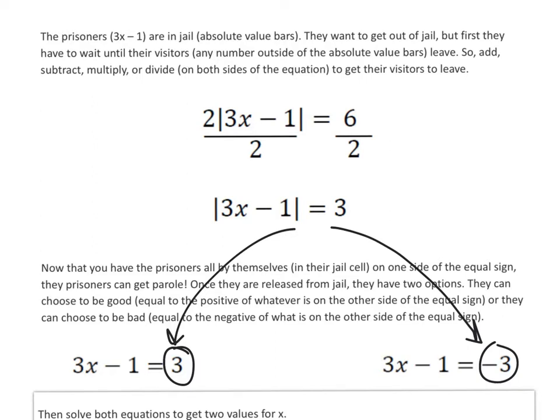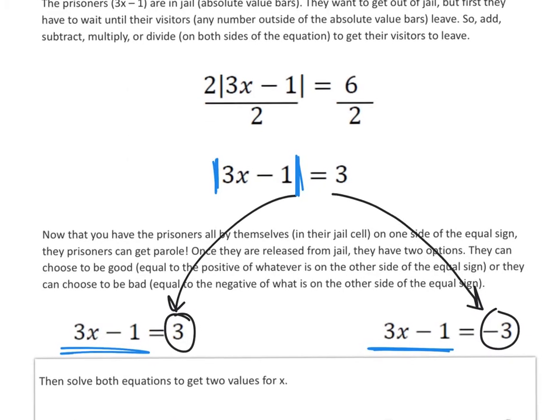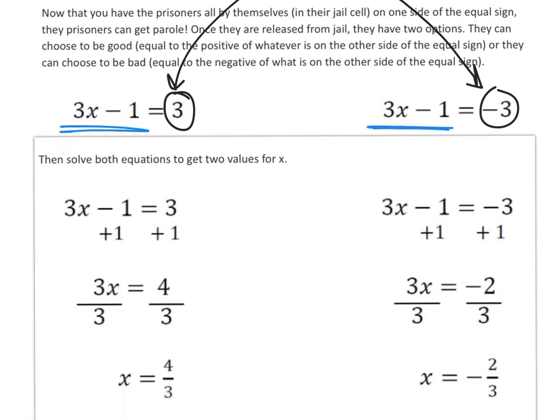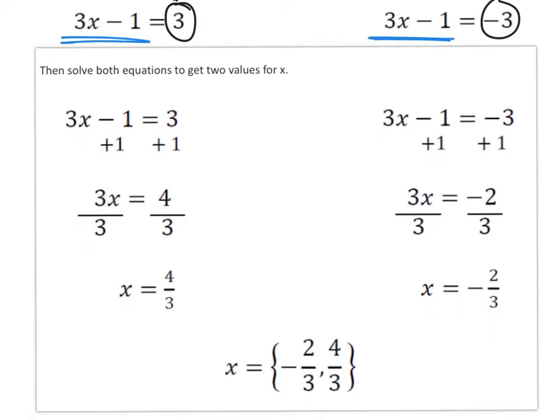Now, notice that when we make these 2 options, the jail bars are gone because the person is out of jail. So there are no absolute value bars left anymore. We left them behind before we were released from jail. I say this like we're the prisoners. All right, so if we continue on this path, now we can solve both of these options, right? So we're just going to solve these out just like we would with normal algebra, add 1 to both sides, divide by 3. And notice that gives us 2 different answers.